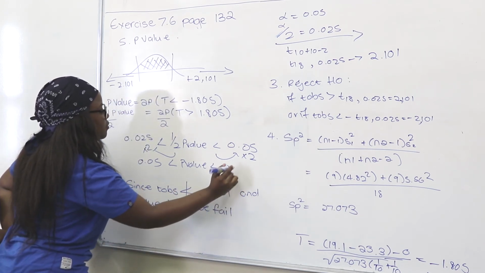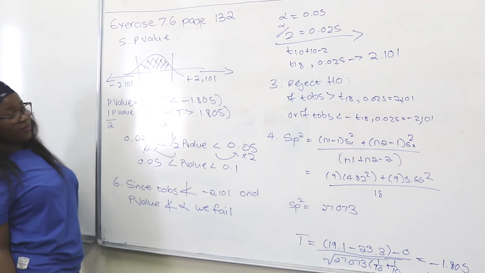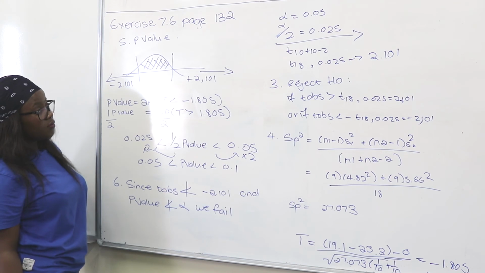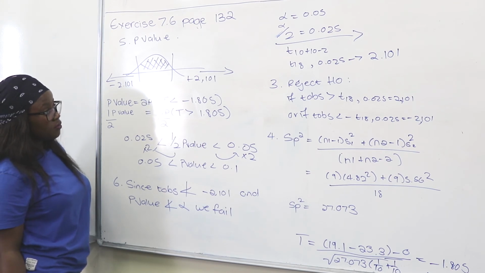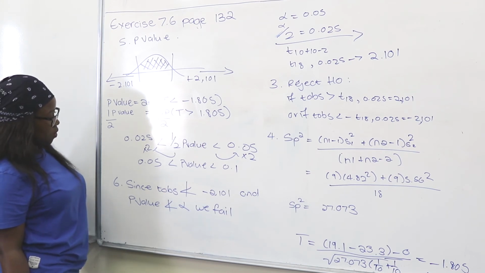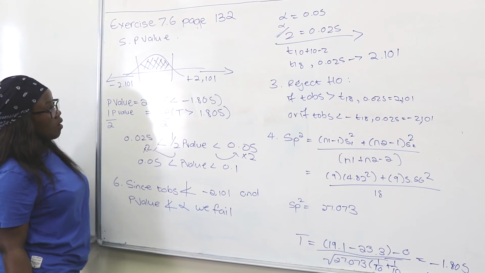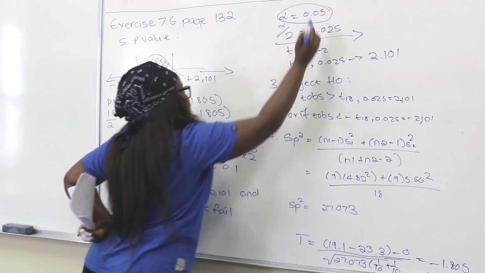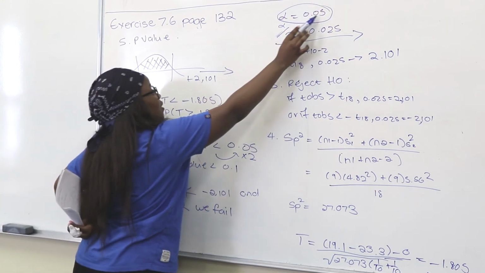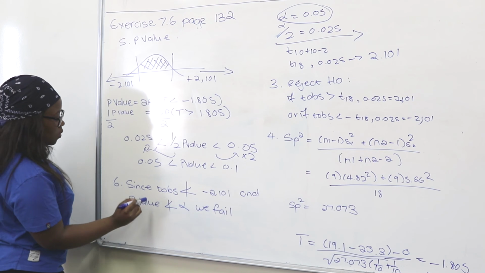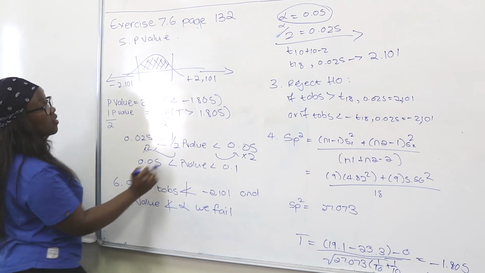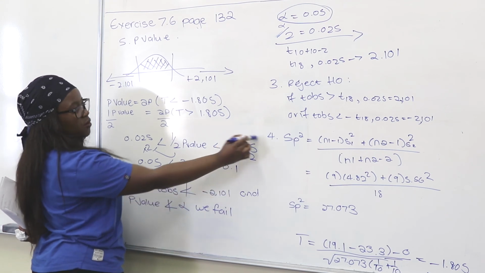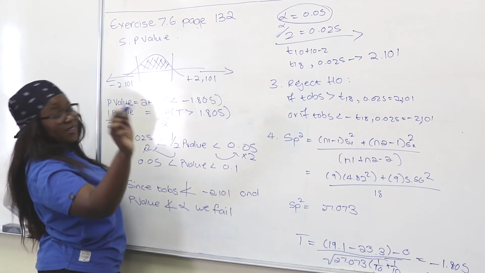Sorry, guys. You said alpha 0.025, but it's 0.05. Yes, alpha is equal to 0,05. Sorry, this was the original alpha. And so alpha is 0,05. And so your p-value is actually greater than 0,05 and less than 0,1. Remember, 0,05 times 2 is 0,1. Sorry about that as well.